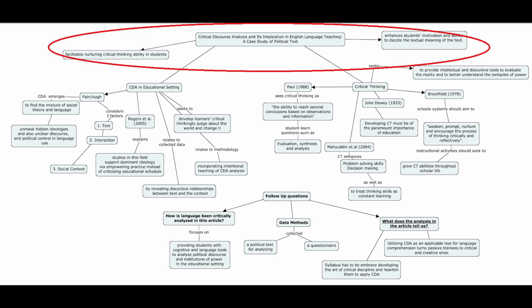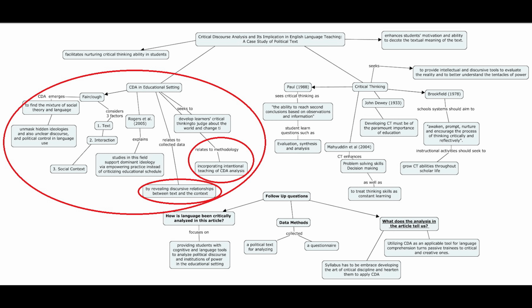The authors begin their article by arguing the cognitive and linguistic relevance of utilizing critical discourse analysis to analyze English language teaching text. It is important to point out that the article focuses on an English as a foreign language context. According to the authors, critical discourse analysis facilitates nurturing critical thinking ability in the students. We could also affirm that critical discourse analysis enhances students' motivation and ability to decode the textual meaning of the text.